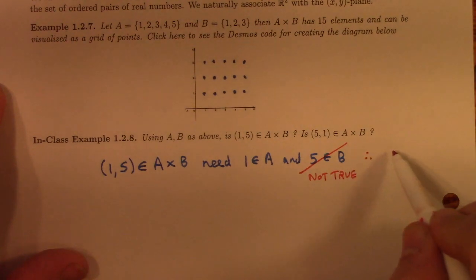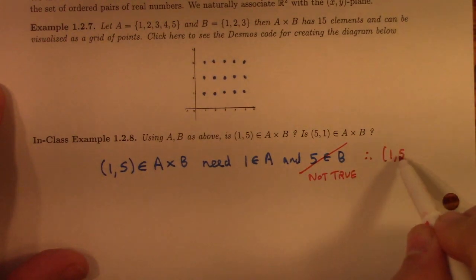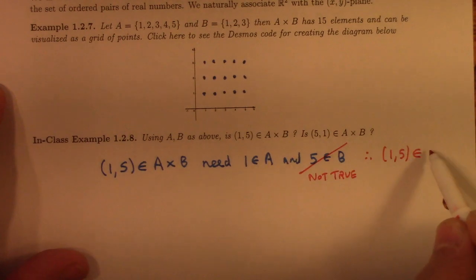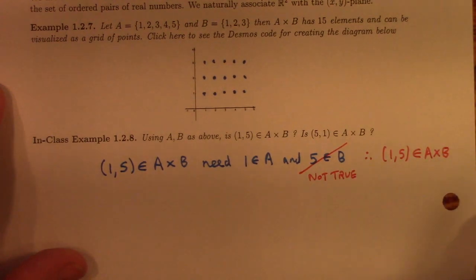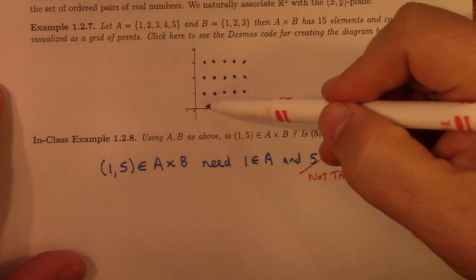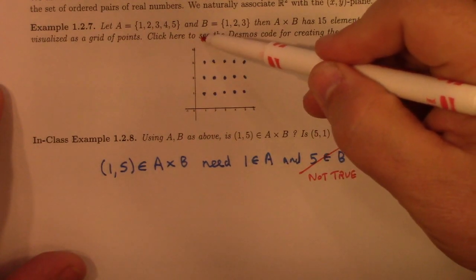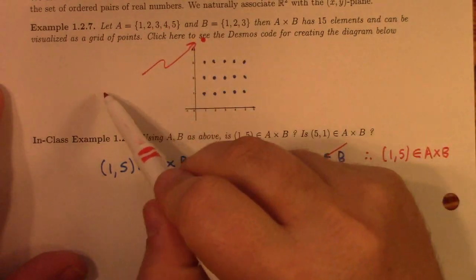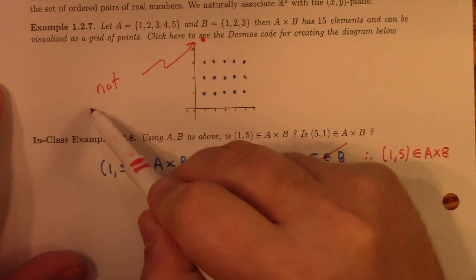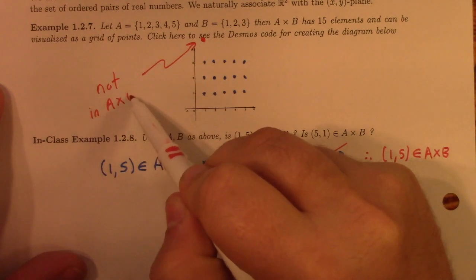So, therefore, (1, 5) is not an element of A cross B. Now, in terms of the Cartesian plane here, (1, 5) would be up here-ish, right? So that point is not in A cross B, which is pictured.